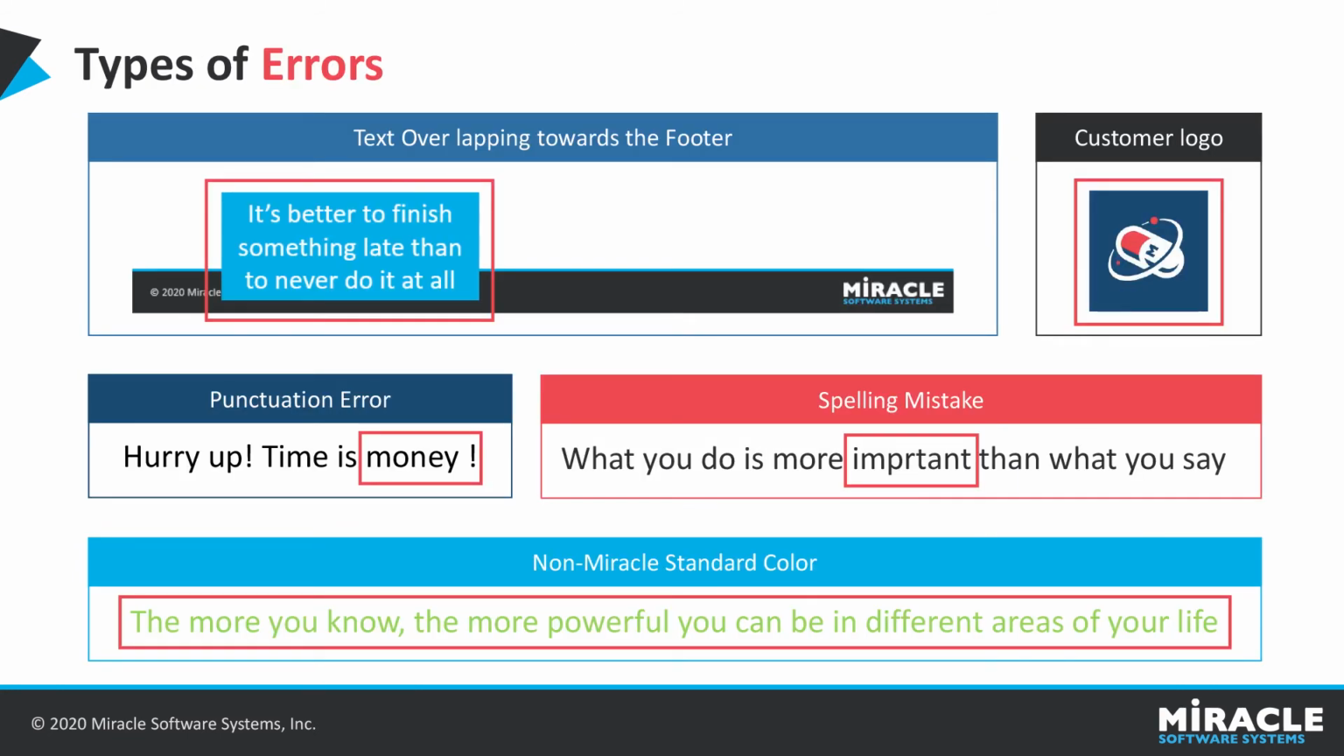So these are the types of errors that we have included. The first one is the text overlapping towards the footer. The next one, customer logo. The third one, punctuation error. The next one, spelling mistake. The last one, non-Miracle standard color. Here we have not included the white space detection.